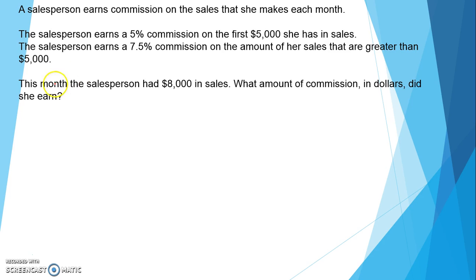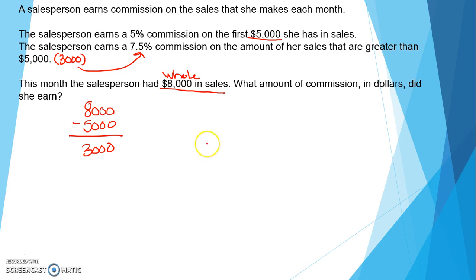Okay, great. So her total, the whole, is $8,000. The first $5,000 of that, she earns 5% commission, and above that, she earns 7.5% commission. So first we'll take our $8,000 and subtract off the first $5,000. You come up with $3,000. So the amount of sales she had greater than $5,000 was $3,000, which she'll earn that higher commission on.